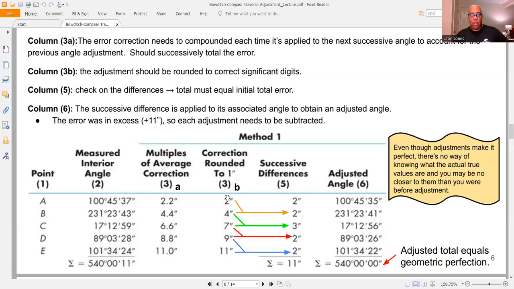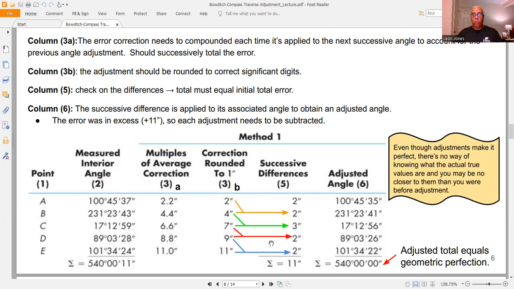Now, how do we get that? Okay, here's the way we do it. Well, when we go from 2 to 2, that's going to be 0. But when we go from 2 to 4, that's going to be 2. When we go from 4 to 7, that's going to be 3. When we go from 7 to 9, that's going to be 2 seconds. And then when we go from 9 to 11, 2 seconds. Now, what did we do? Successive differences. We basically distributed all of the seconds equally.